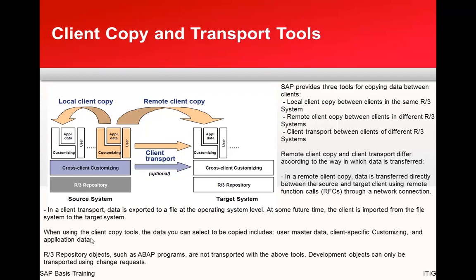So when you are using the client copy tools, the data you can select to be copied includes, as we just saw, user master data, customizing, that is client dependent customizing, and application data. The R3 objects such as ABAP programs are not transferred with the above tools. Development objects can only be transported using change requests.